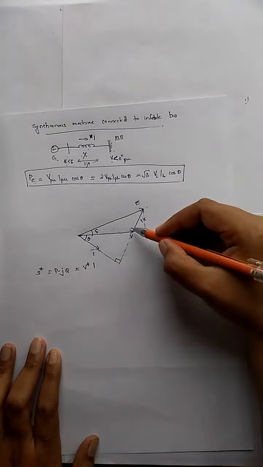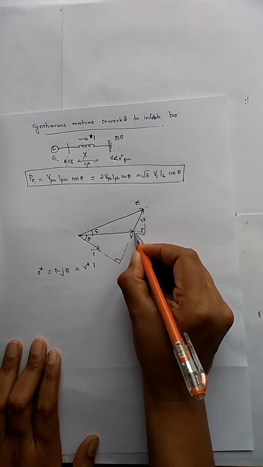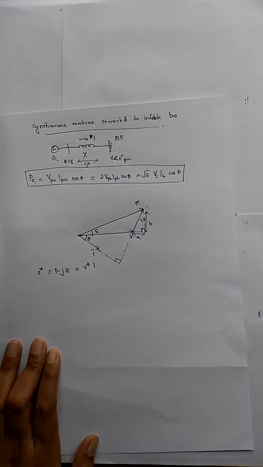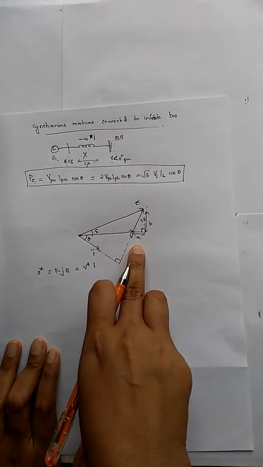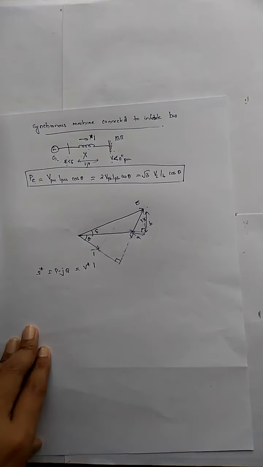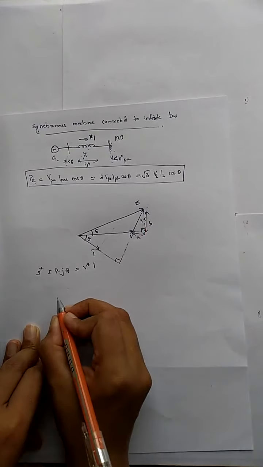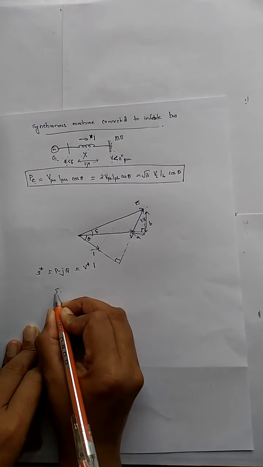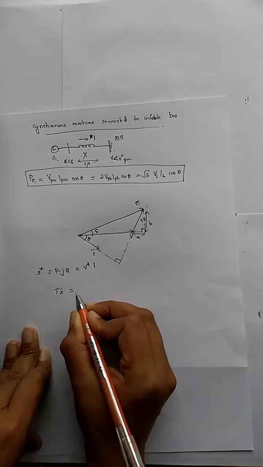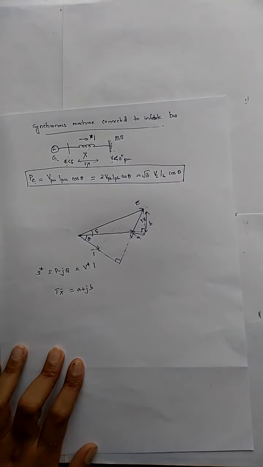What is IX? IX is the hypotenuse here. This portion I am calling A, and this I am calling B. So IX is the root of A squared plus B squared. I hope you understood. If this is the real part and this is the imaginary part, I can say the phasor I into X is equal to A plus jB. I can write it in this form.